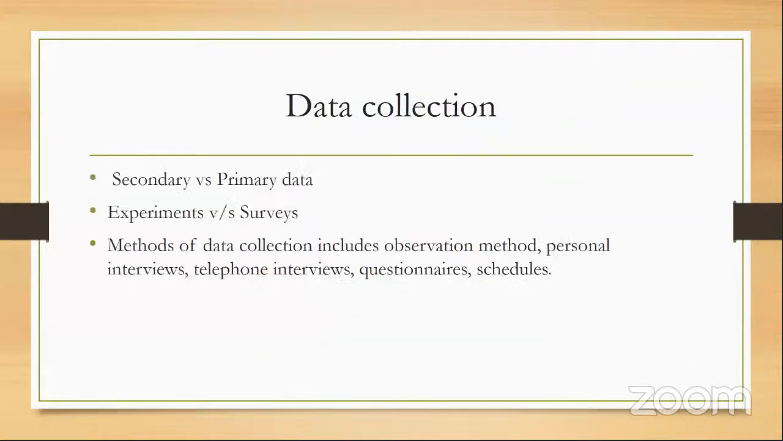Now coming to data collection, we can have secondary data and primary data. That is the first major difference. Secondary data is collected for some other purpose and we are using it for our objective. And primary data, we are collecting ourselves with the specific objective in mind. Now, experiment versus surveys. In experiments, you have control over many of the factors, especially in field experiments, whereas in surveys, you have very limited control over factors. So in surveys, we basically try to infer a relationship, whereas in experiments, we try to determine the relationship.